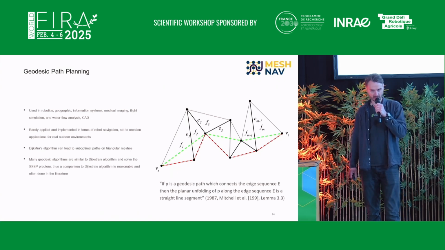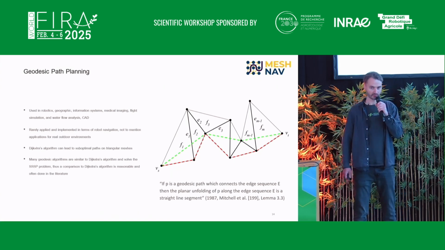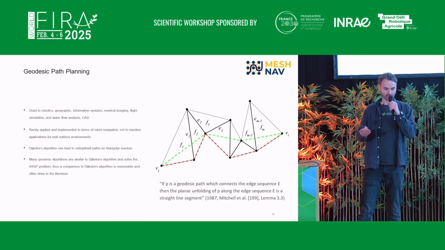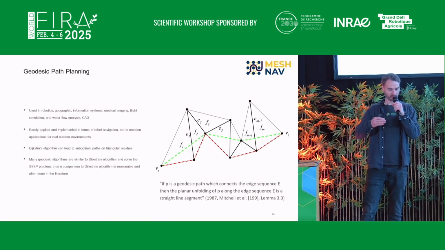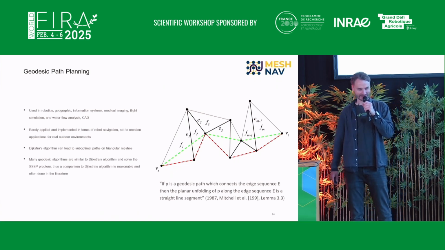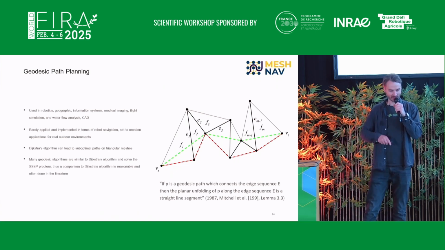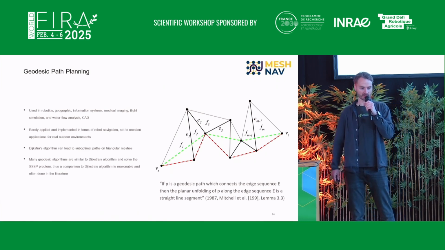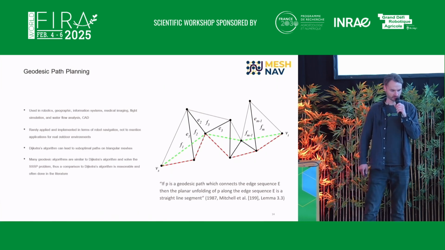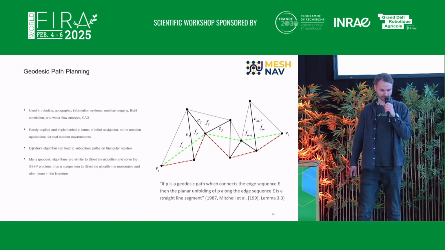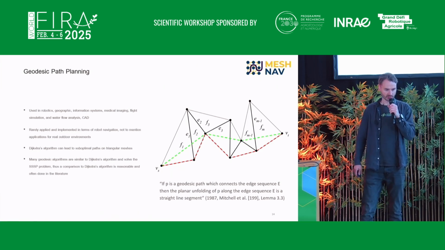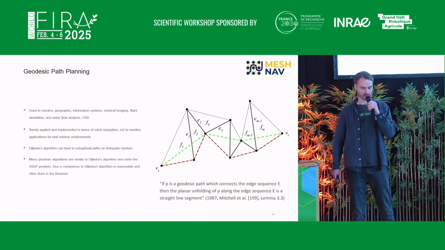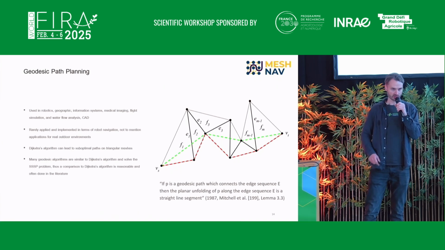So what is geodesic path planning? It's unfolding the mesh instantly when you plan along the surface. So it's not the red path here going along the edges. No, it's going over the triangles, going over the surface. And there have been some proofs in 1987 that show that when we unfold two triangles along a common edge, then the shortest path is always the direct connection.